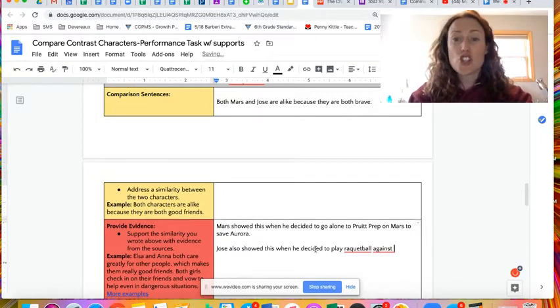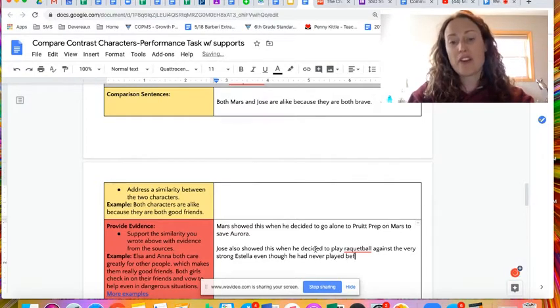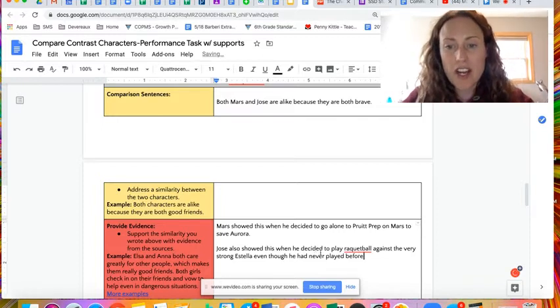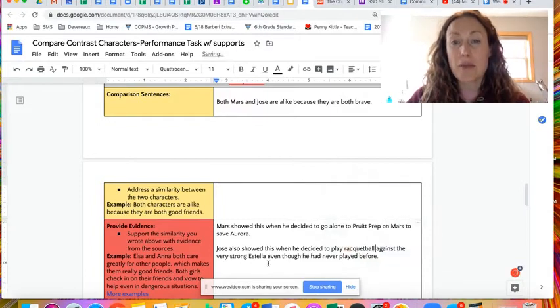the very strong Estella, even though he had never played before. That takes bravery, right? See, what did I do wrong? Racquetball. Oops, needed a C. All right, I'm going to correct that.